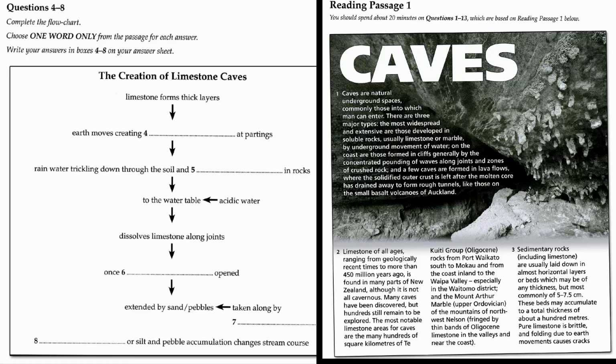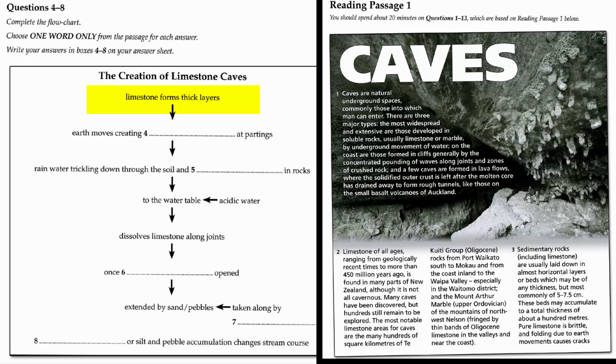Okay, now what is it all about? The creation of limestone caves. So it means you need to find a paragraph or the part of the paragraph where they talk about creation of limestone caves. Okay, then they say limestone forms thick layers. Now you need to find, because flowchart is always in processes. Firstly, secondly, thirdly, lastly, and all that stuff. Okay, so you need to just find something.